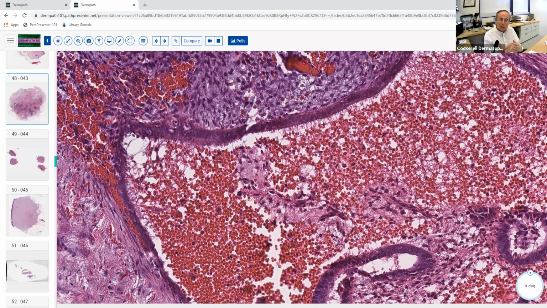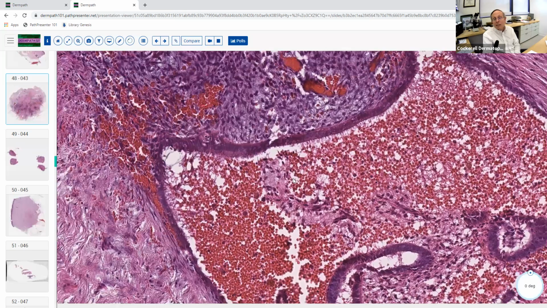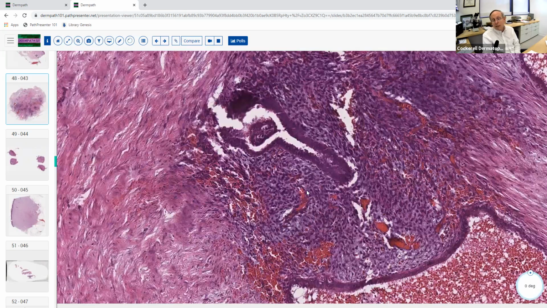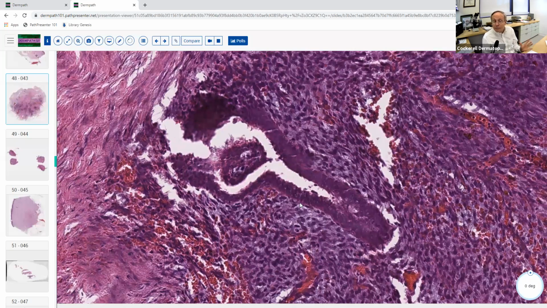Well, theoretically, there's the skin and there's cilia and it's a cyst kind of looking lesion, but it's really not a cyst. It's really glandular epithelium. And what this is, is cutaneous endometriosis. You might have gotten that right when you looked at the slide.